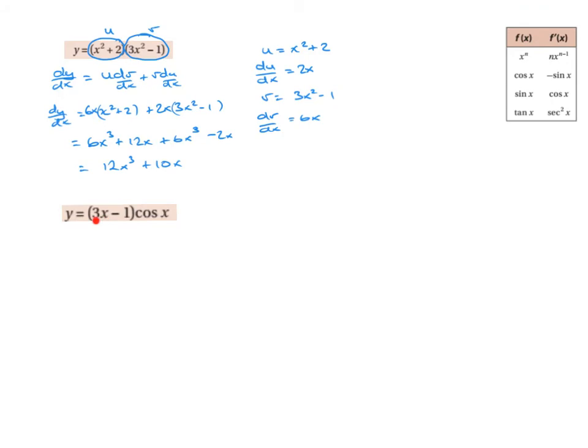Right, let's have a look at the last one here. We've got 3x minus 1 cos x. So again, you can see this is 3x minus 1 multiplied by cos x. So that means it is a product rule, exactly the same as what we've done before.